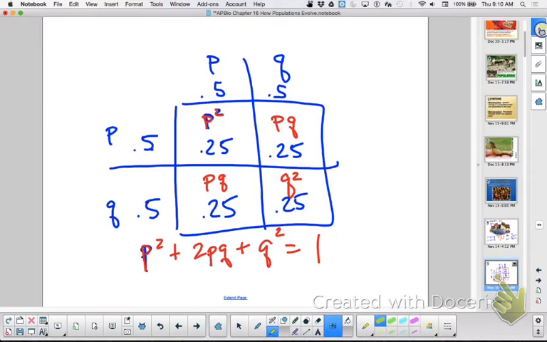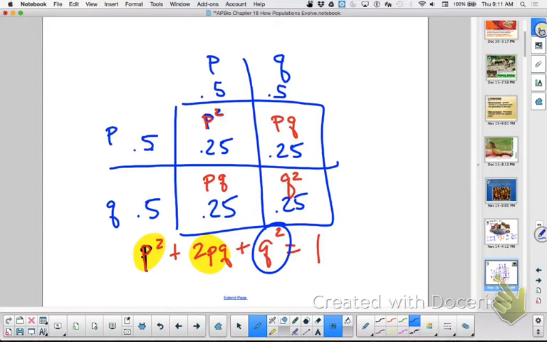So which ones would show the dominant? P squared. Who else? 2PQ. And these right here, they would show the what? Recessive. So when you look at a trait, you cannot predict. You cannot sit there and go, oh, if I look at the dominant trait, I don't know. They could be homozygous dominant or they could be what? Heterozygous.